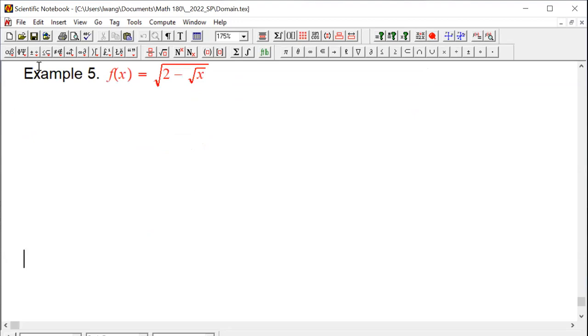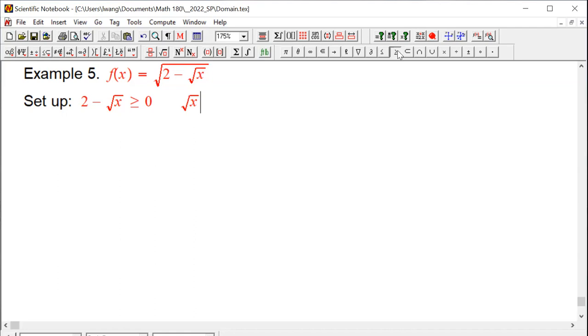What shall we do? Well, you have to look at this layer. If you look at this as one entity for the square root, to set up, you have to guarantee that this piece underneath the square root has to be greater than or equal to 0. But at the same time, there's a square root of x right there.